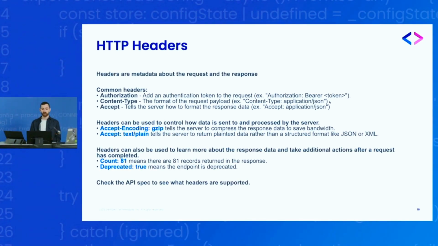Headers can also be used to learn more about the response data and take additional actions after a request has been completed. So in IdentityNow, we have a count header, where optionally you can ask the server to respond with a header that has the total number of records returned in the response, so you don't have to calculate that yourself. Some APIs will also return a deprecated header, just to inform users when an endpoint has been deprecated. As always, check the API spec to see what headers are supported by your API server.